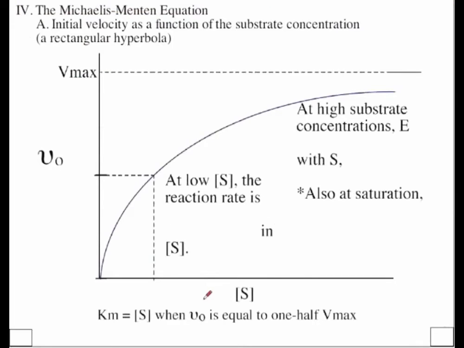So if we're at very low substrate concentrations, and you change the substrate concentration from here to here, not very good lines, but they'll work. So we have a change in substrate concentration like that. Notice how much that affects initial velocity. So at low substrate concentrations, initial velocity changes greatly with a change in substrate concentration.